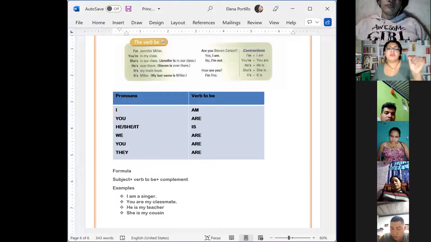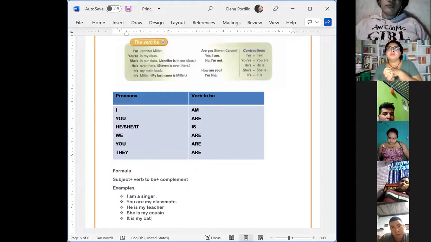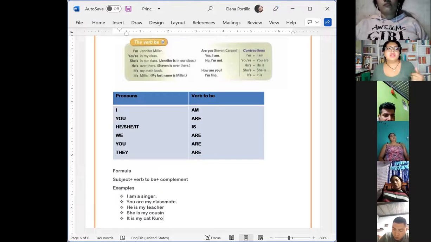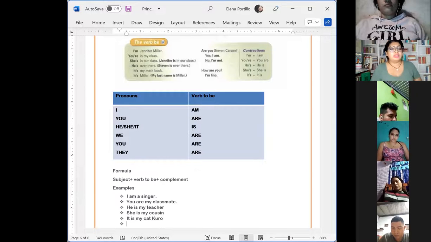Tenemos otro ejemplo utilizando la fórmula. Then, it is my cat. Let's see. Kuro. It is my cat Kuro. Es mi gato Kuro. Es el nombre del gato. Right? That in English or Spanish, it's black. Y in Spanish, it's negro. So, tenemos otro ejemplo. Then, we are going to use the plural pronouns.